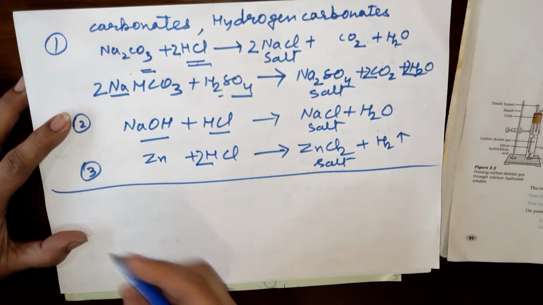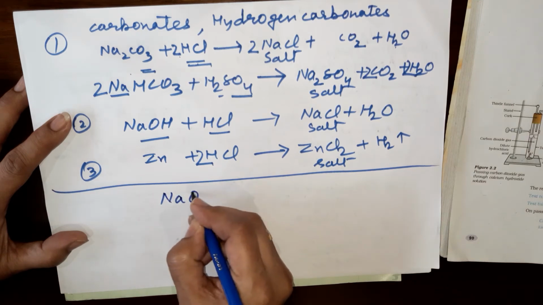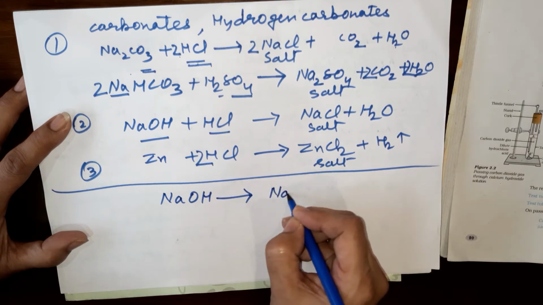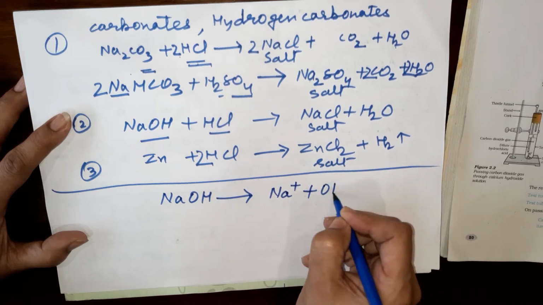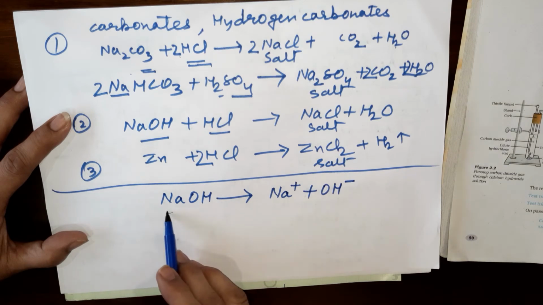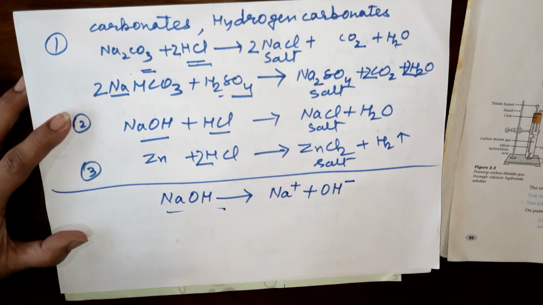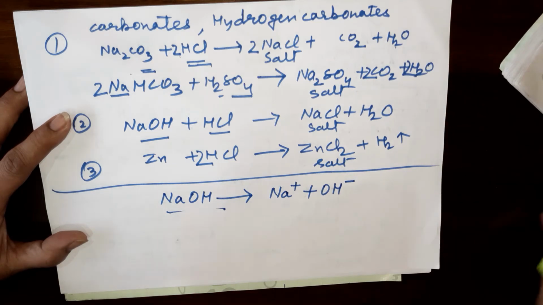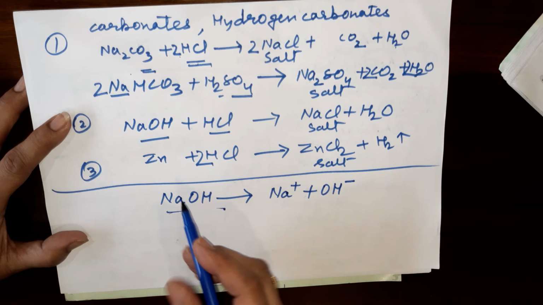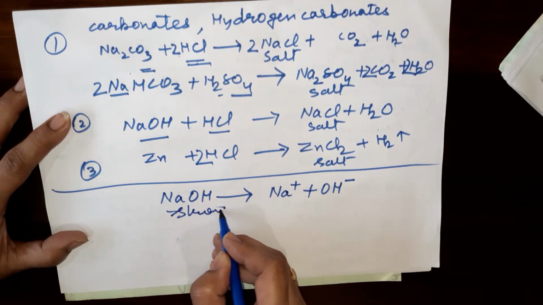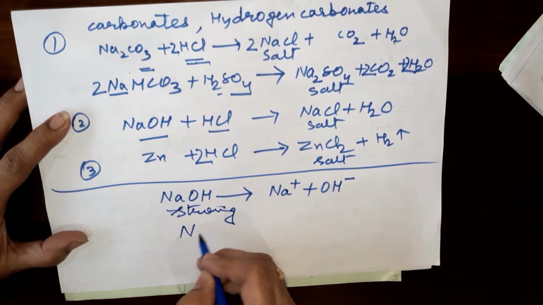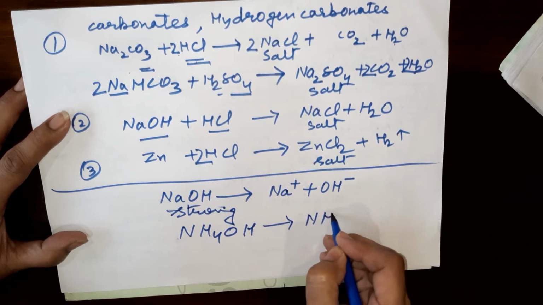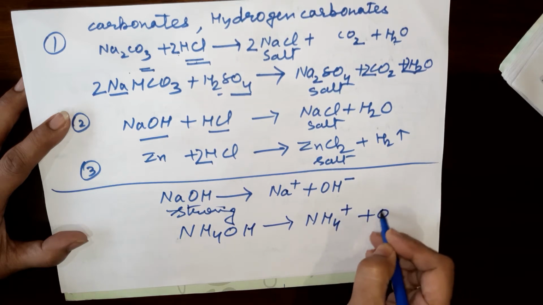Okay, so NaOH can be dissociated into sodium ion and hydroxyl ion. Since it can be dissolved in water, it is an example of an alkali. There can also be weak alkali and strong alkali. This is a strong alkali. A weak alkali, for example, is NH4OH. This is a weak alkali. It also forms NH4 ion plus hydroxyl.